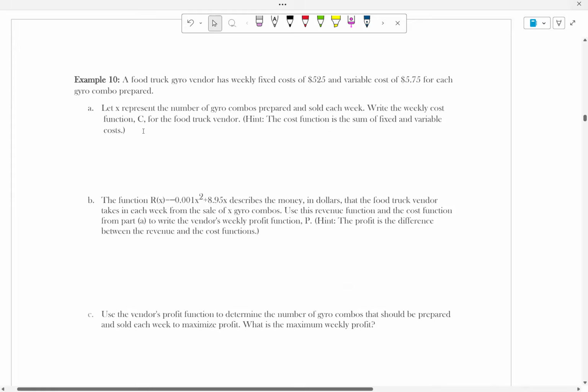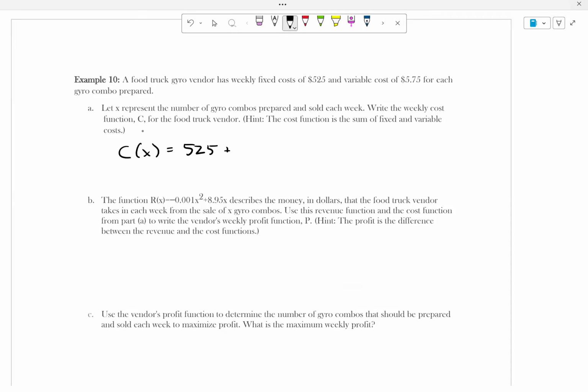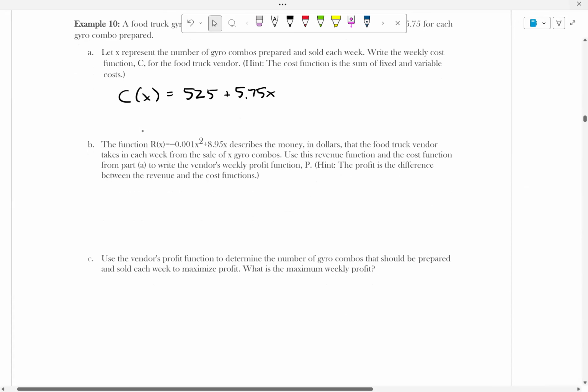Okay. Well, here's a fixed cost. There's a variable cost. So in function form, C of X. So it's 525. That is a flat rate. And if they prepare 1 combo, it's going to be 525 plus $5.75. If they do two, it's variable. That's why we need a variable in here, where X is the number of combos. Okay, so that is C.